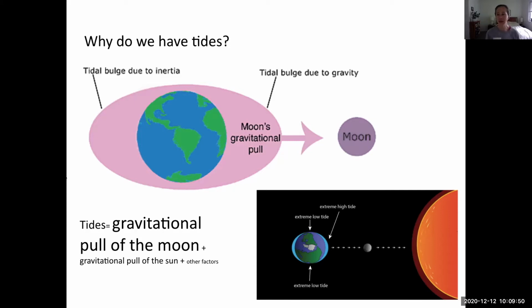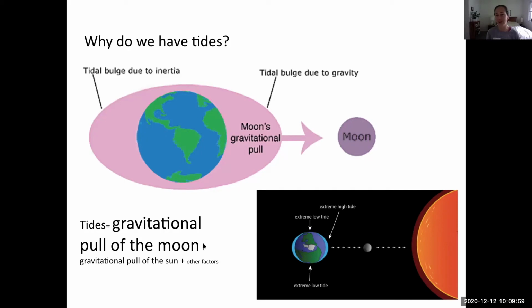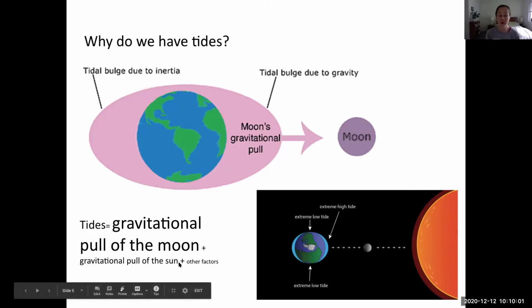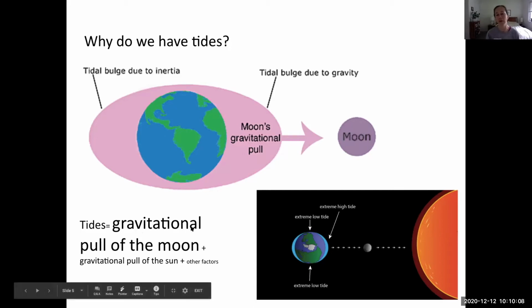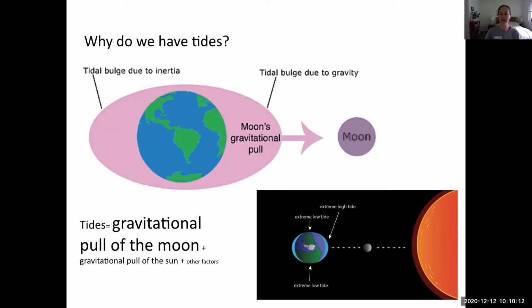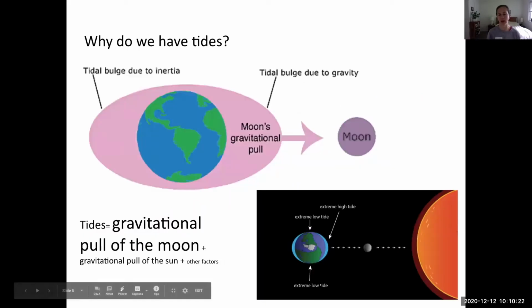That's not the only thing that explains tides, though. In this pseudo equation down here, the gravitational pull of the moon is written the largest because it exerts the most influence. But the gravitational pull of the sun actually has a relatively large influence as well. It has about half the gravitational pull of the moon. So the alignment of the moon, the sun and the Earth basically determines whether or not we have really high or really low tides.